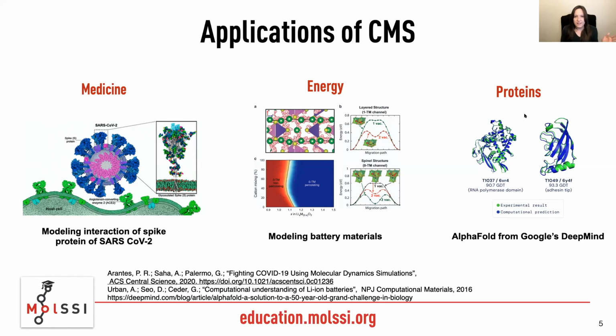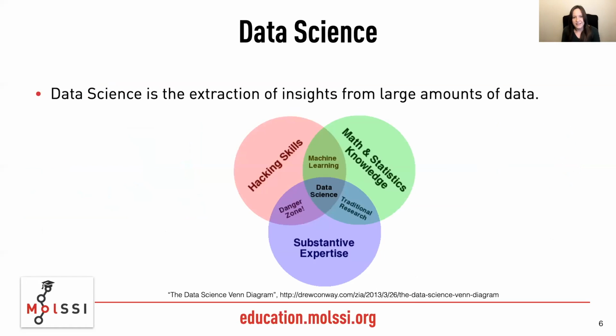So I said on the previous slide, one thing about computational molecular science is that when we do computational molecular science, we have a lot of data that we generate, and we need a way to analyze that. So that's where I think the connection to data science comes in. So data science is the extraction of insights from large amounts of data. And this is relevant in scientific fields. It's relevant in business. There are lots and lots of places data science is used these days.